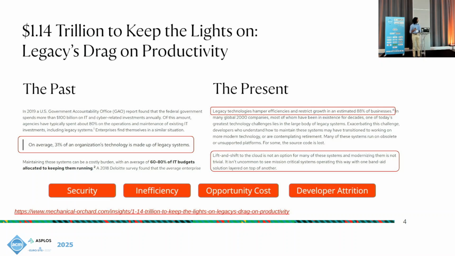A big issue with legacy software is maintaining security. Security is a huge threat, but it also produces inefficiency and opportunity cost, which basically inhibits the growth of a company.